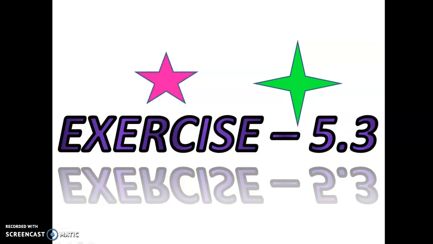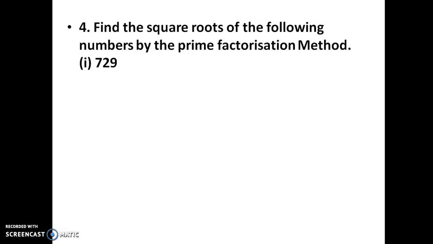Hello students, let's continue exercise 5.3 in this video. Fourth problem, find the square root of the following numbers by the prime factorization method. So first number is 729. So how to do this?